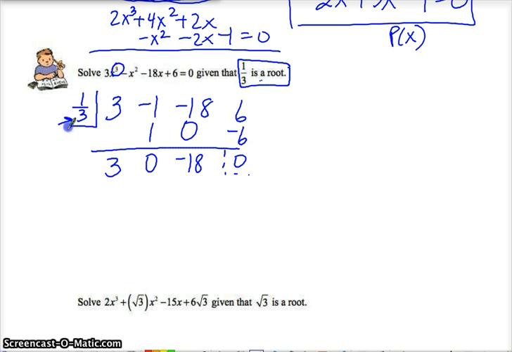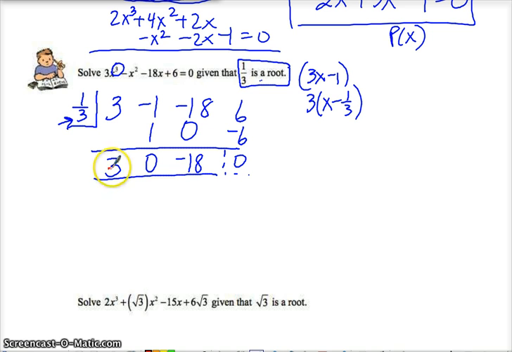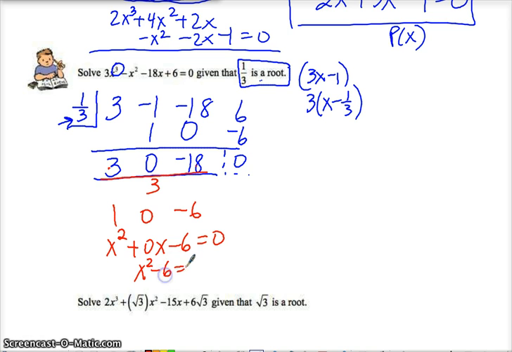Remember, if we have a 3 here, that was the same as saying 3x minus 1. So in other words, I factored out a 3 and I got x minus 1/3. So technically, what can I do to these coefficients here? I divide by 3. So I have a 1, a 0, and a negative 6. In other words, I have an x squared plus a 0x minus 6 equals 0. So x squared minus 6 equals 0.